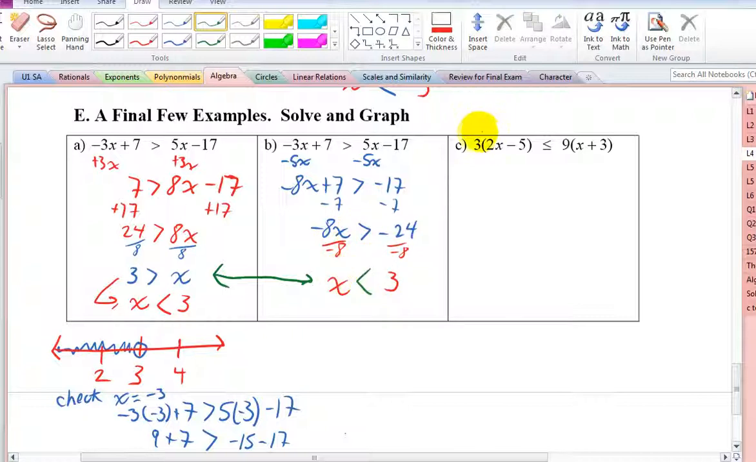Okay, C. Multiply in now. Go for it. Solve any way you want. Oh, we didn't graph this one. Let's go back. I'm sorry for jumping around. Graph it, please.